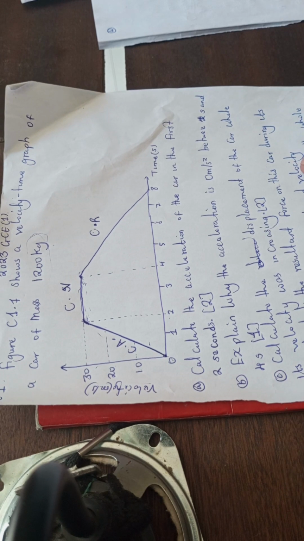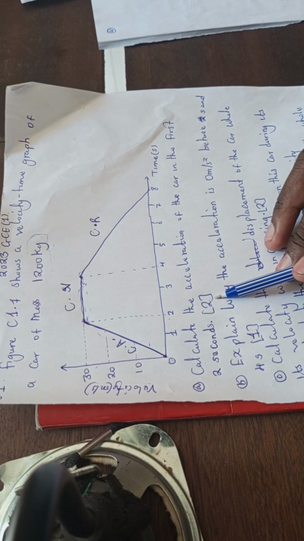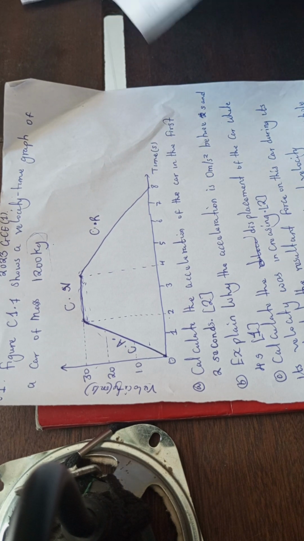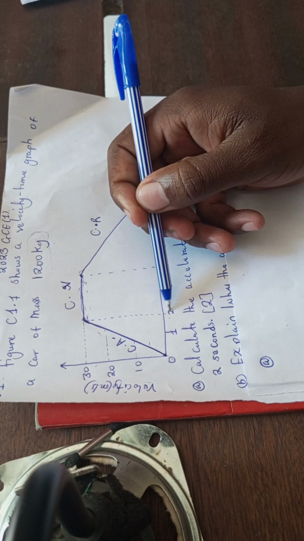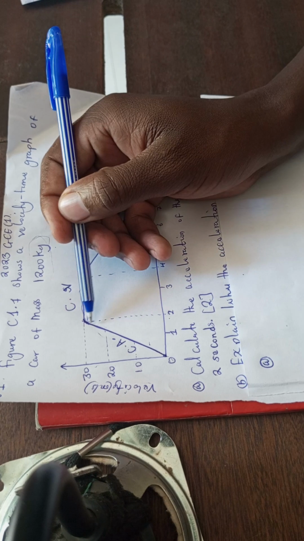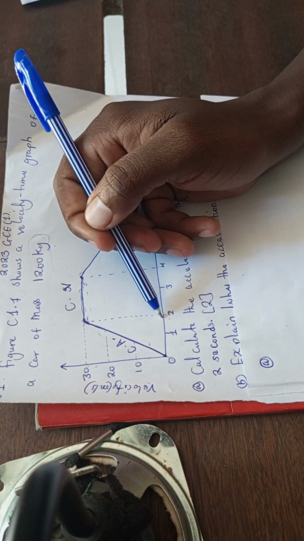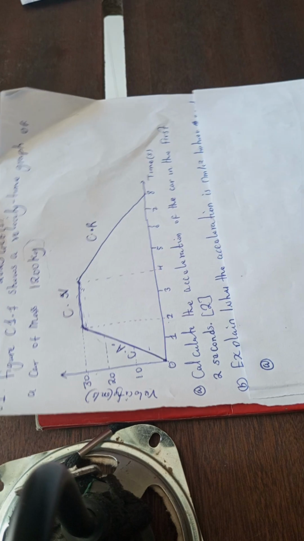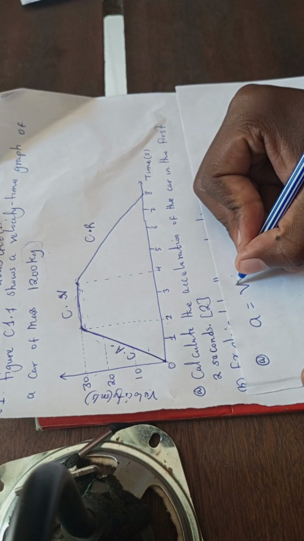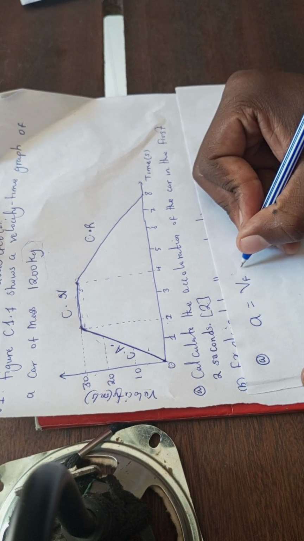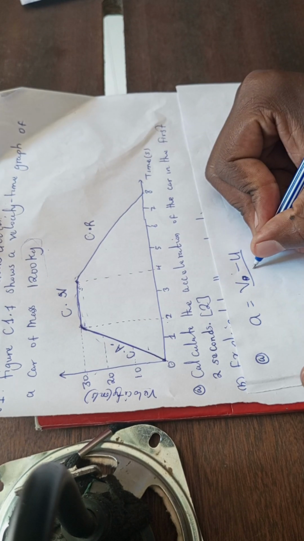So our first question says, calculate the acceleration of the car in the first 2 seconds. We know the rate of change. The change in velocity was from 0 to 30 meters per second in the time of 2 seconds. So we are going to apply the formula for acceleration. Acceleration is equal to final velocity minus initial velocity divided by time.